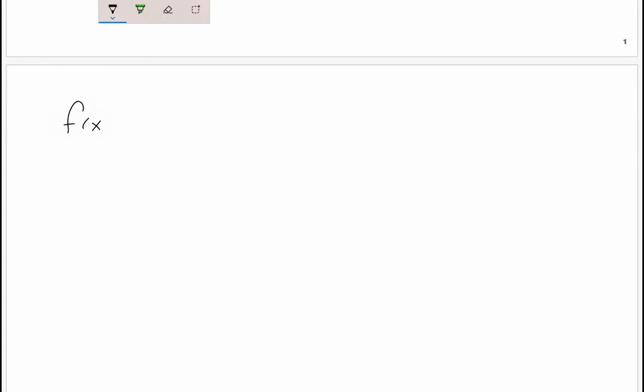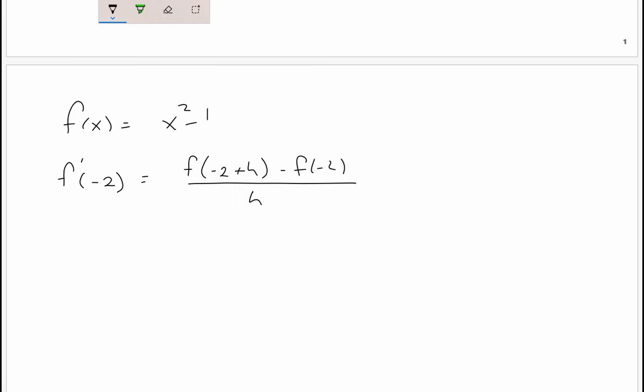So suppose f of x equals x squared minus 1. And we want to know what is the rate of change, the slope, the derivative, whatever you want to call it, at negative 2. So we're going to have f of negative 2 plus h minus f of negative 2, the difference in the y-coordinates, over the difference in the x-coordinates. And we want the limit as that difference in the x-coordinates gets closer to 0.